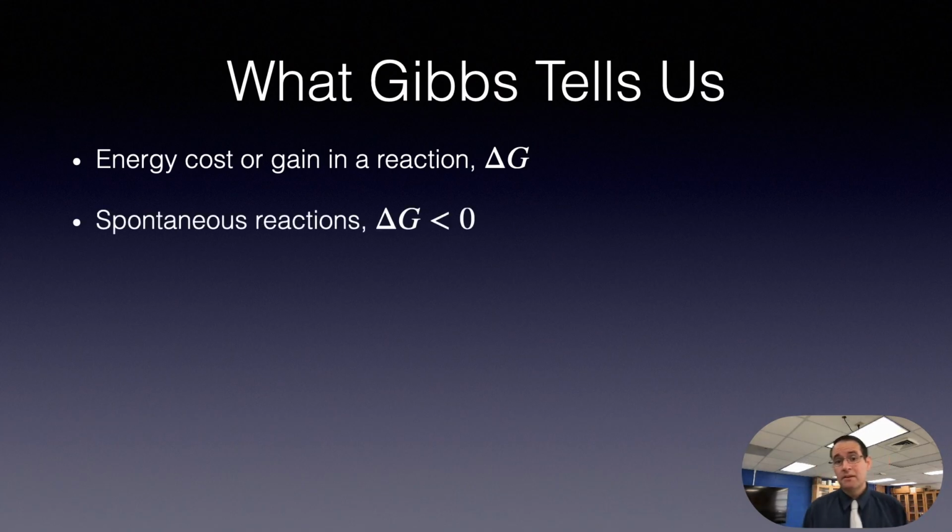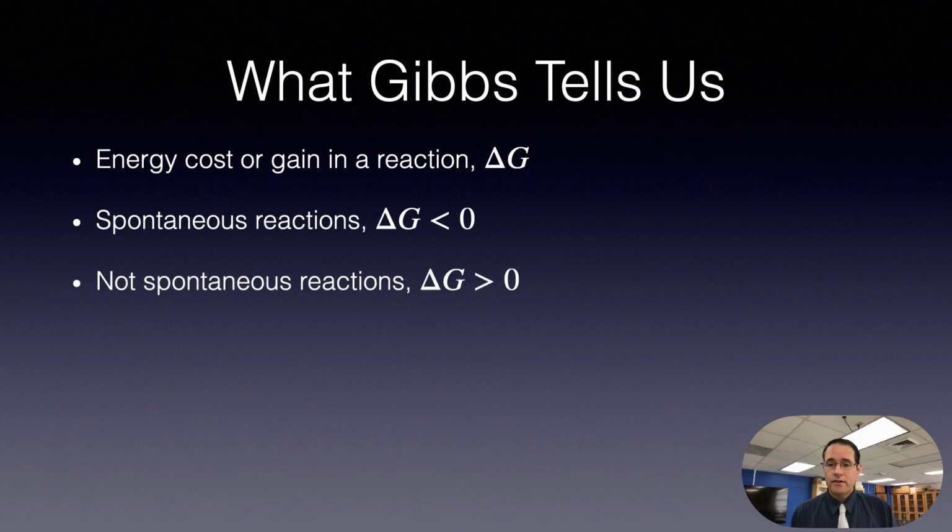Spontaneous reactions are going to be negative Gibbs. Okay, I don't care what the H or the S is. This is the deciding factor. If the Gibbs energy is less than 0, it's spontaneous. If the Gibbs is greater than 0, it's not spontaneous. I don't have it on this slide, but if Gibbs is equal to 0, it means it's at equilibrium and it's not spontaneous. It's just sitting there as well, okay?